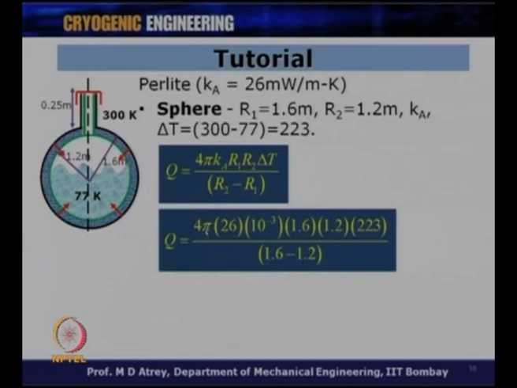Put those values, 4 pi into 26 milliwatts. So, take care of all the units in such problems. Let us have meters everywhere, for R1, R2, delta T, and R2 minus R1 over here. What we can see is that Q is equal to 349.7 watts, which is fantastic, which is a very high heat in-leak in this case. So, if we just have perlite powder between these two vessels, which are at 300 and 77 Kelvin, we will have 349.7 watts of heat in-leak happening across the two surfaces R1 and R2.